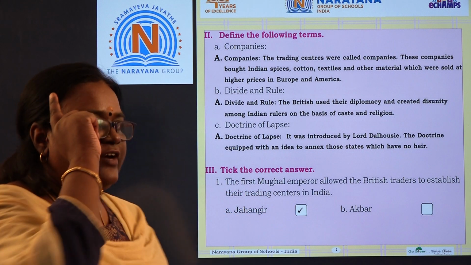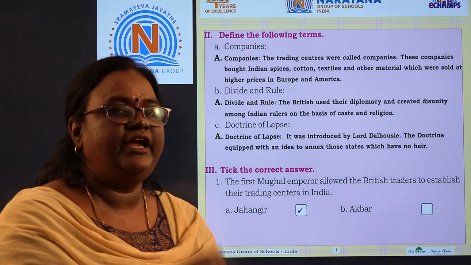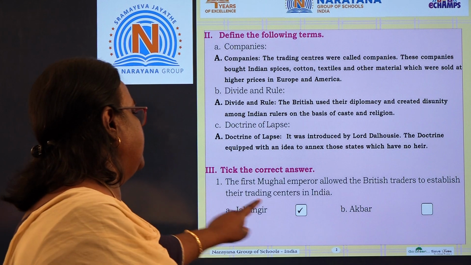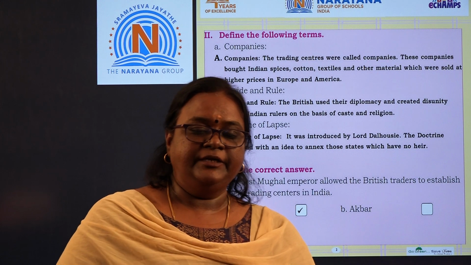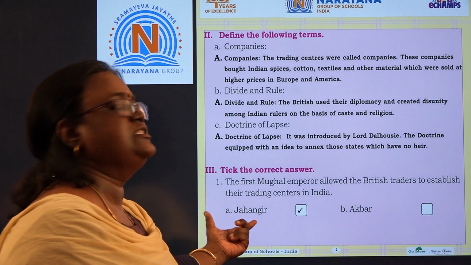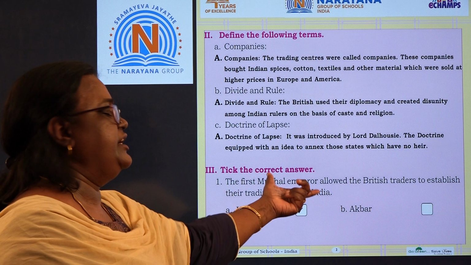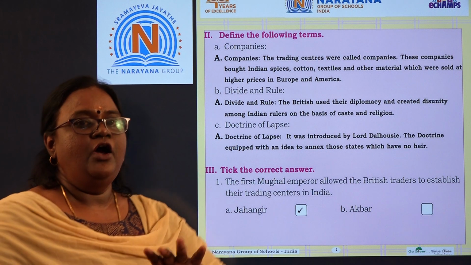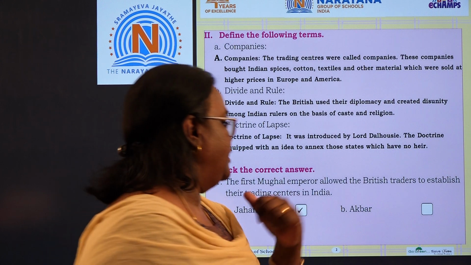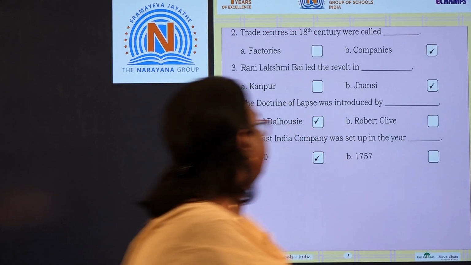So who was the first person who allowed the traders to come into India? It was Jahangir. He was a Mughal emperor. He was the first one to allow the British traders to establish. Now you all think he is a cause for all this freedom struggle. Okay, we'll move on to the next one.